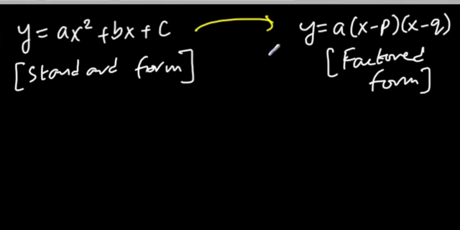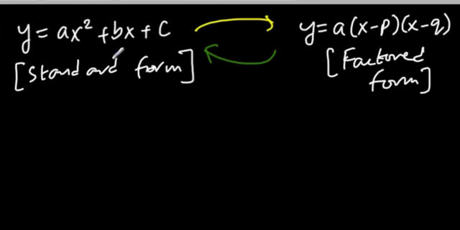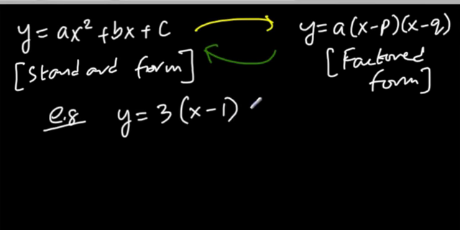So what we're going to learn today, or sort of even in this video, is how to go in the opposite direction. And it's actually quite straightforward, and you've already done a little bit of this before, so let me just show you an example to make it clear. Say, for example, we have something in factored form, which is y is equal to 3(x minus 1)(x plus 4). So this is in factored form, and now we want to get into standard form.